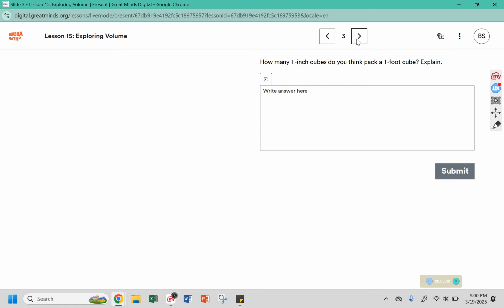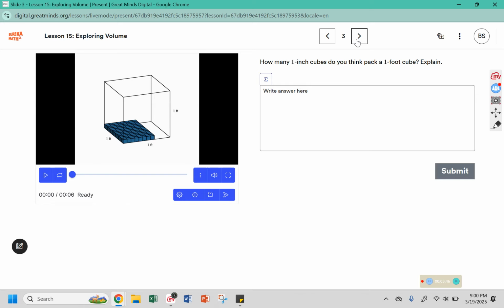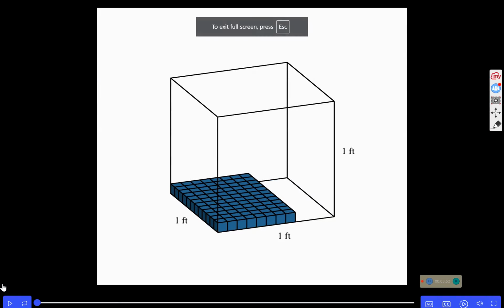How many 1-inch cubes do you think pack a 1-foot cube? Explain. Let's watch this clip.